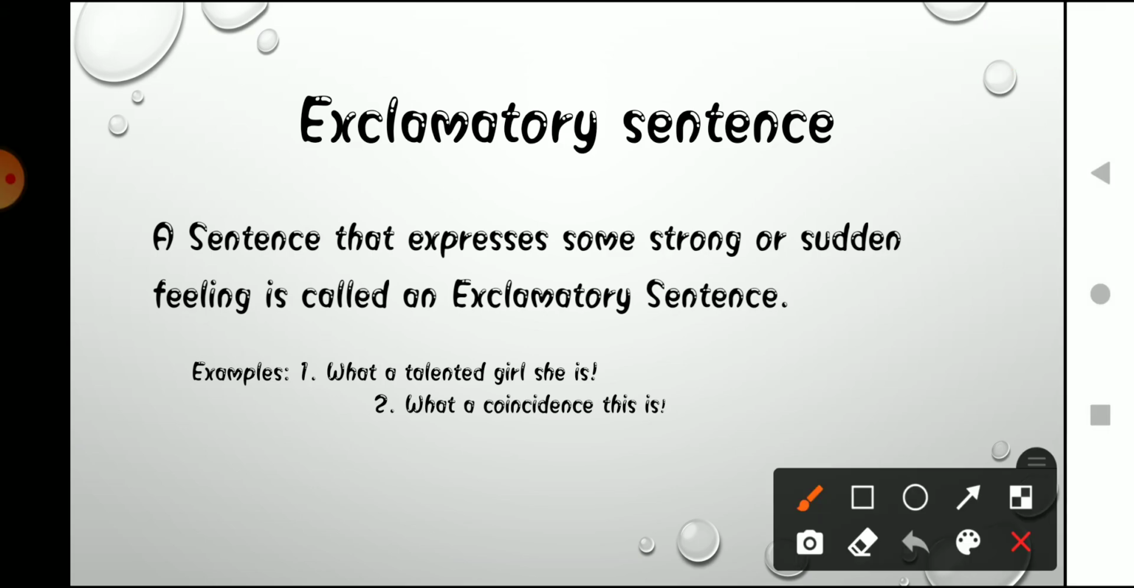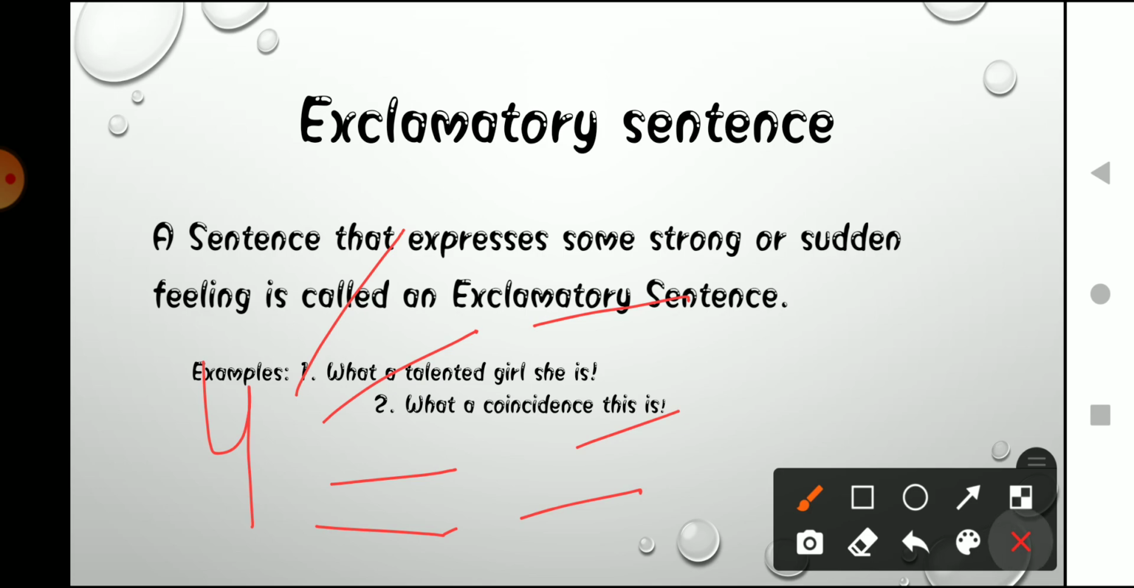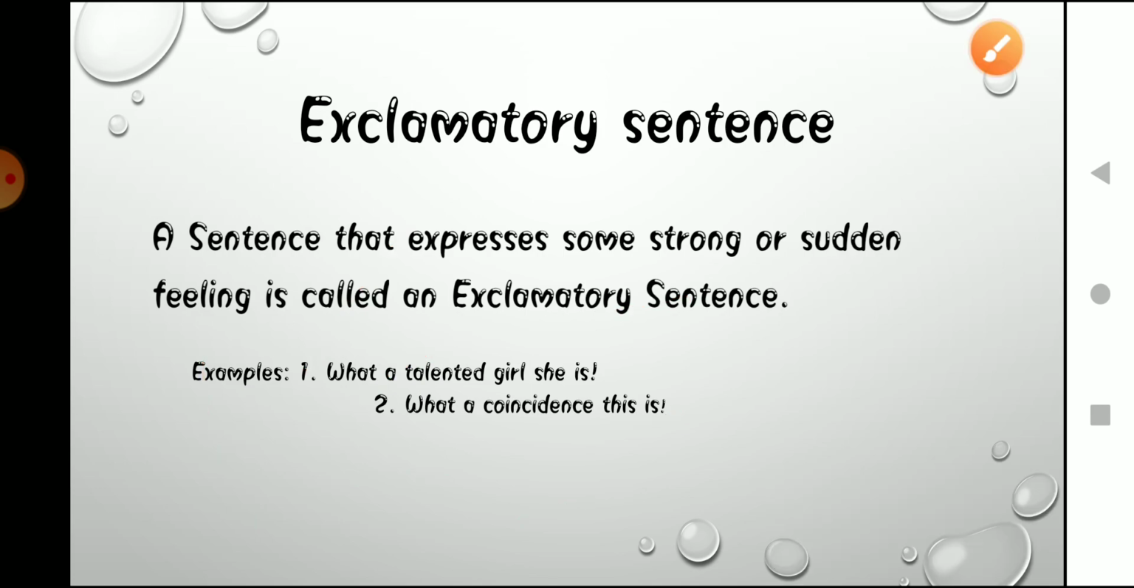So we have read about four types of sentences. Let's do a quick revision. First is assertive sentences. The second one was interrogative sentences. The third one was imperative sentences, and the fourth one is exclamatory sentences. So these are the four types of sentences that we have read. I hope you all have understood what sentences are and what the four types of sentences are.